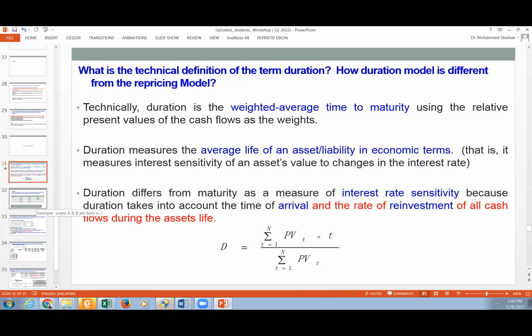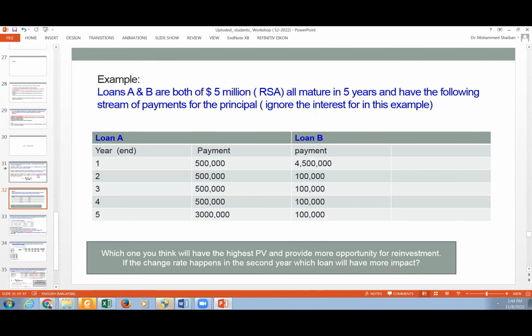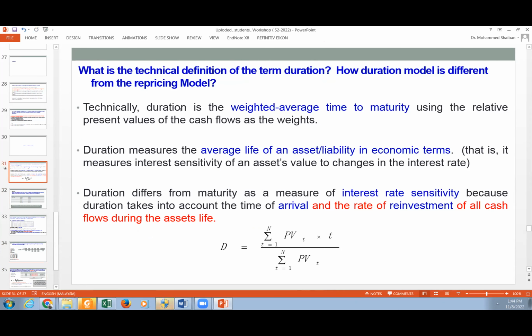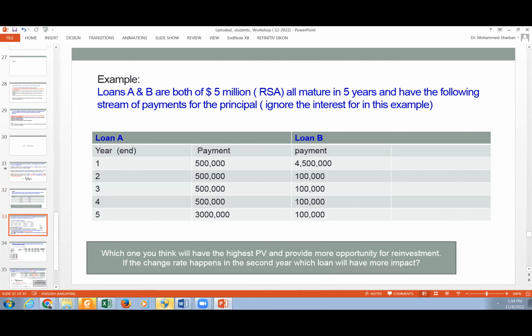And so, coming back to the questions, this is the first question, which we actually defined the duration model, and we say, what does it mean? It takes into consideration the average life of assets and liabilities. And then this is just an explanation.